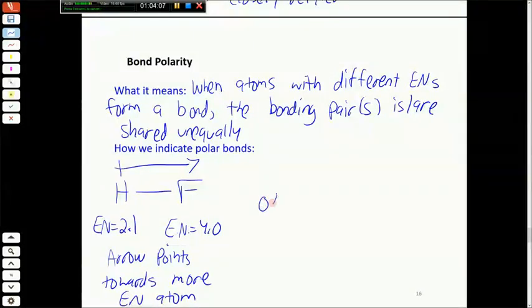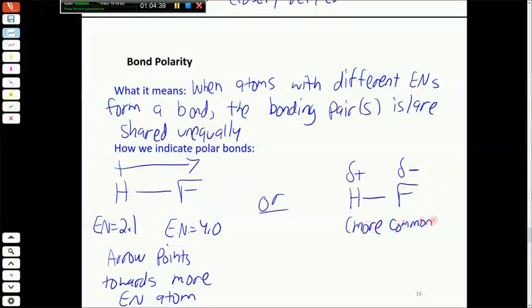But the more common way to draw it, which is a little bit more clear in this case, is if we have this bond, you draw a lowercase Greek letter delta with a positive, and a lowercase Greek letter delta with a minus. So little delta means partial in this case. It means you have a partial positive charge on hydrogen, a partial negative charge on fluorine. You don't have a full +1 and -1 charge, but there is an imbalance there, and the electrons are not evenly distributed. So this is a more common way of indicating bond polarity.